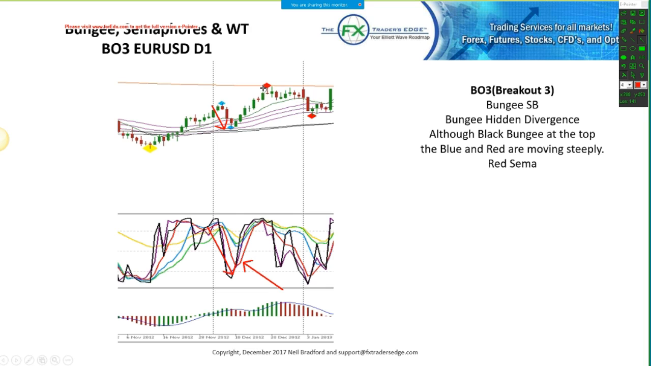Same thing over here. Move down creates a stretch away. Now the snapback hasn't happened until there. And not until that point, that candle, has the blue bungee turned up. Up to that point, there was a possibility it could have gone lower. Always wait for the blue bungee to go up.